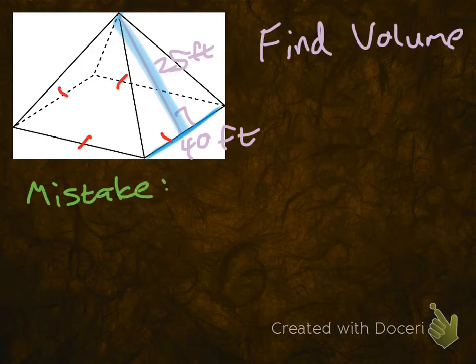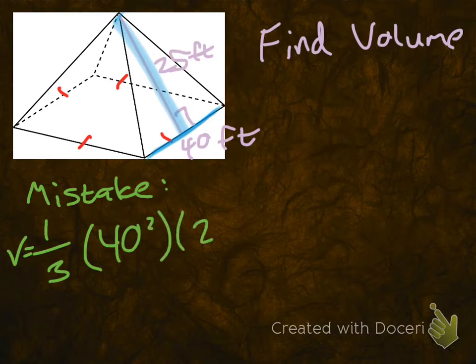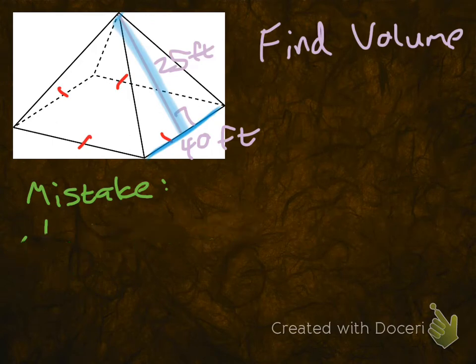Here's a mistake. A lot of students will say, oh, the volume is just 1/3 times the base is 40 squared, which is good, times 25. But the mistake here is that the 25 is not h, right? This is not h. This is your slant height, which is not your height. Okay? So that's a common mistake, so don't do that, or I'll be sad. And you don't want to make a math teacher sad. It's never fun. So, how do we do this problem?